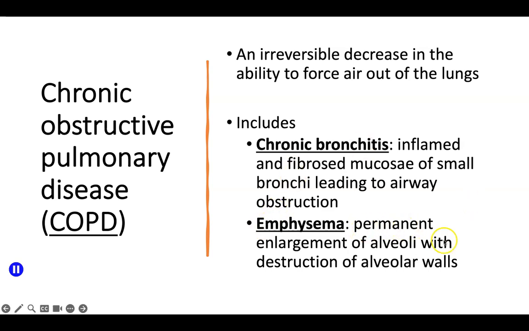So this is the permanent enlargement of alveoli, but importantly, this isn't just the alveoli getting bigger, it's the alveoli being destroyed. So the destruction of the alveolar walls and the replacement with scar tissue, and air is much less able to diffuse between the blood and the alveoli across these damaged alveolar walls. So that's emphysema. And just to point out, both of these, chronic bronchitis and emphysema, can both be part of COPD.